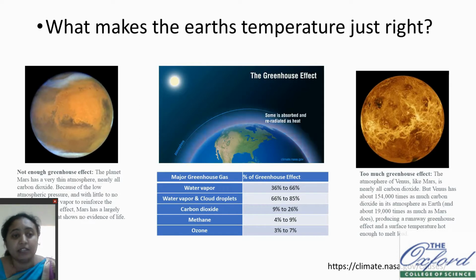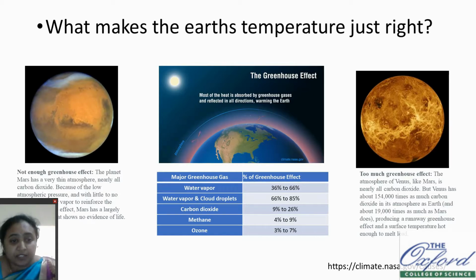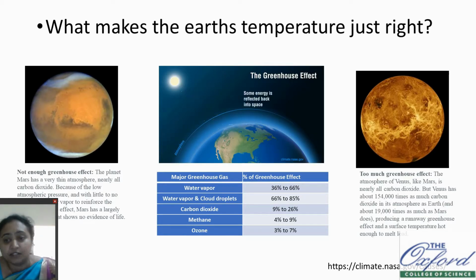For example, Mars has a thin layer of atmosphere with low atmospheric pressure, and there is no evidence of life. In the same way, if you compare Venus, it has a thick layer of atmosphere, but it is 95% filled with carbon dioxide, which freezes the Venus planet, and that is also not inhabitable.